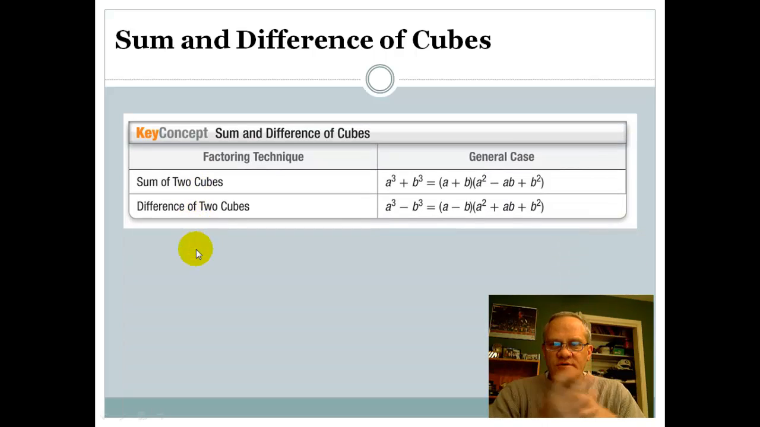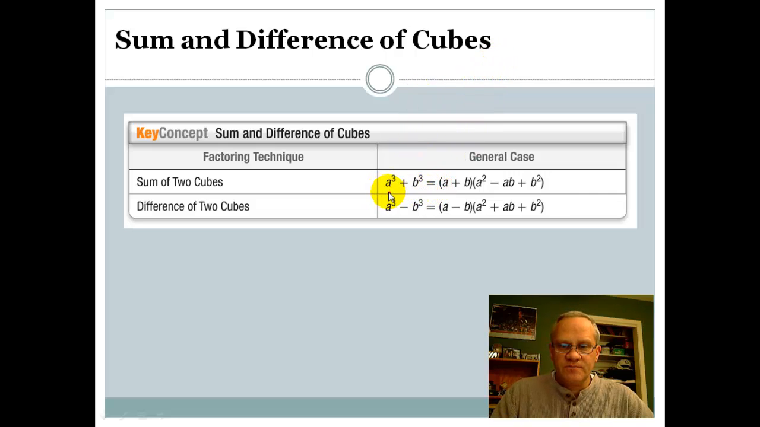Now, this is the new one. Okay, so we got to talk about this for a second. Sum of cubes and difference of cubes. Remember, sum means adding, difference means subtracting, and a cube just means raised to the 3rd power. So this is kind of similar to our difference of squares. It's really just a pattern that you're going to follow here.